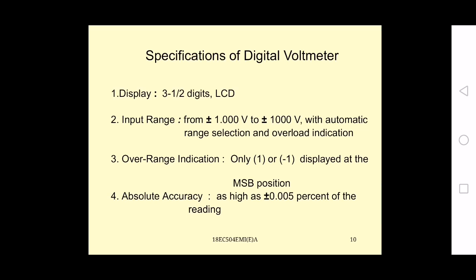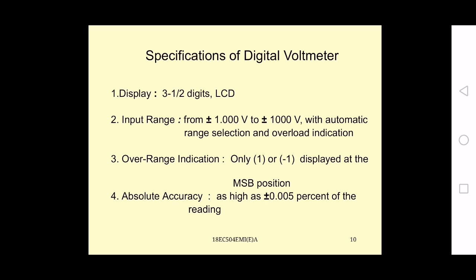Coming to the specifications of a digital voltmeter: the display is 3.5 digits, and the display type is LCD. By using a 3.5 digit display you can measure from 0 to 1999 millivolts. The input range is from plus or minus 1.000 volts to plus or minus 1000 volts with automatic range selection and overload indication. Overload indication is also displayed by your digital voltmeters.